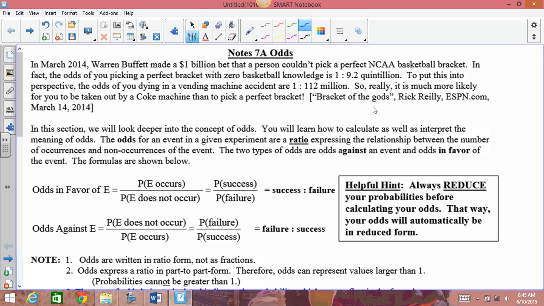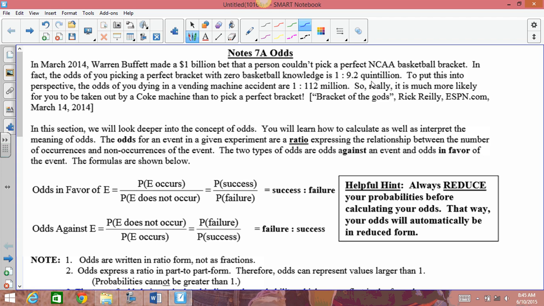I was looking at an article on ESPN.com called Bracket of the Gods last year, and it fit perfectly with what we're talking about here with odds. You might even remember this. Warren Buffett made a $1 billion bet that if a person could pick the perfect NCAA basketball bracket, he would give you $1 billion. But he kind of had the odds in his favor anyway. The odds of picking a perfect bracket with zero basketball knowledge whatsoever is 1 in 9.2 quintillion. So not very likely to happen.